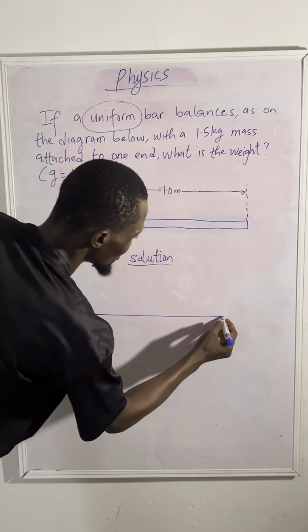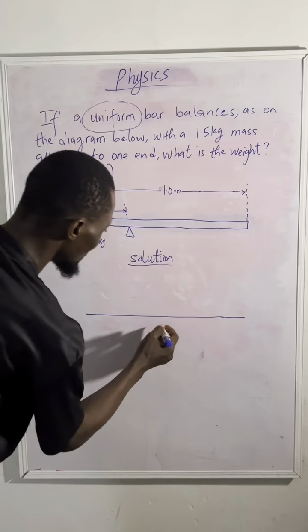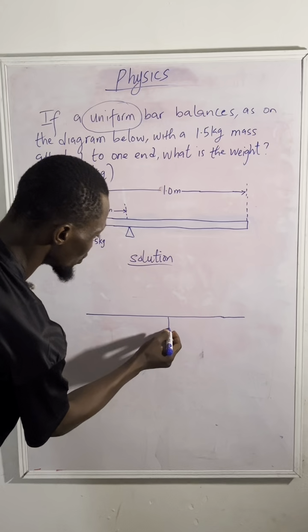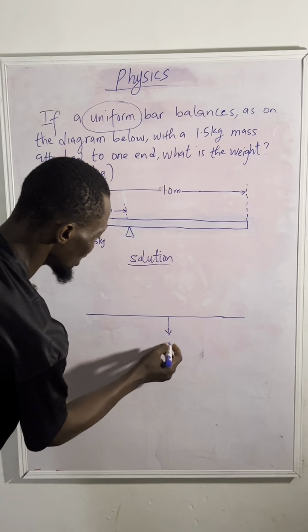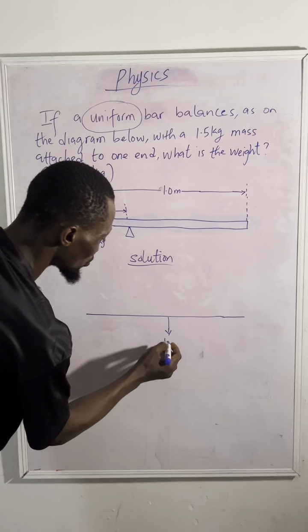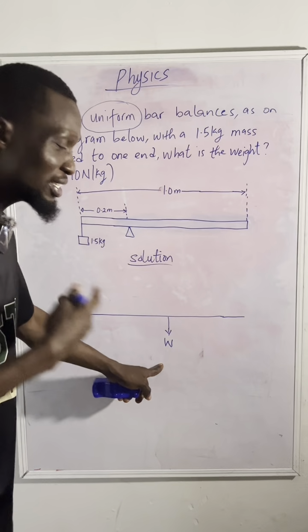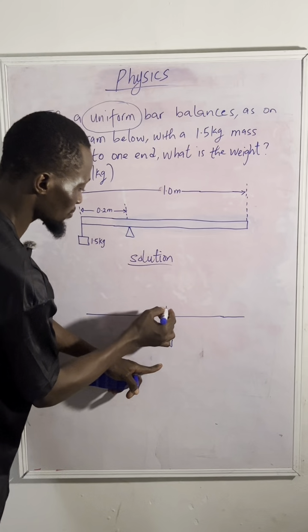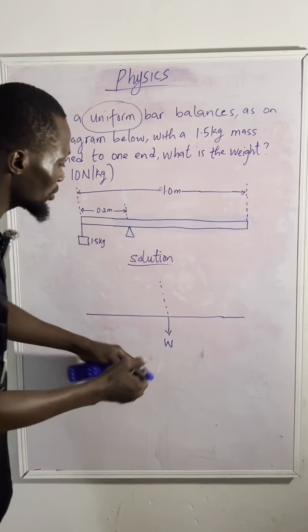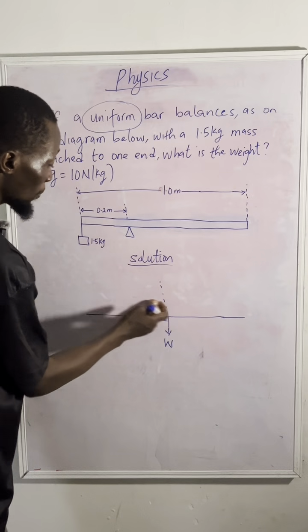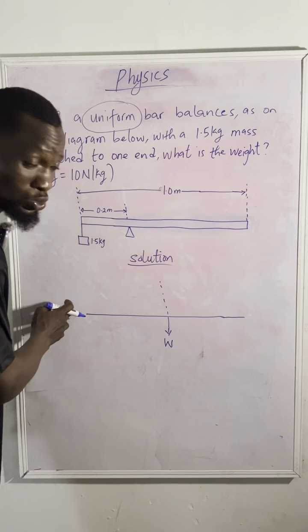So let me extend this a little. So here, let's say this is the center of the bar, and I'm going to put the weight here. I'm going to use W to represent the weight of the bar, and I'm going to put it at the center, meaning that this point like this, I know it is 0.5 meter to this end and 0.5 meter to this end also.